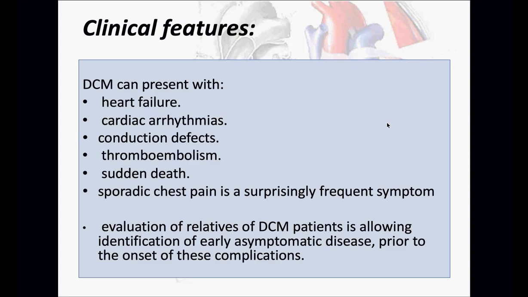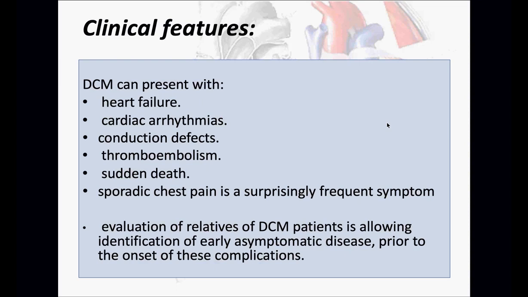Next slide. How will the patient present? It presents with heart failure, with exertional dyspnea, and if congestive, body swelling, and with cardiac arrhythmia, for example, AF or VT, with conduction defect, for example, heart block, with thromboembolism, for example, stroke, acute limb ischemia, or even sudden cardiac death. Sporadic chest pain is a surprisingly frequent symptom.